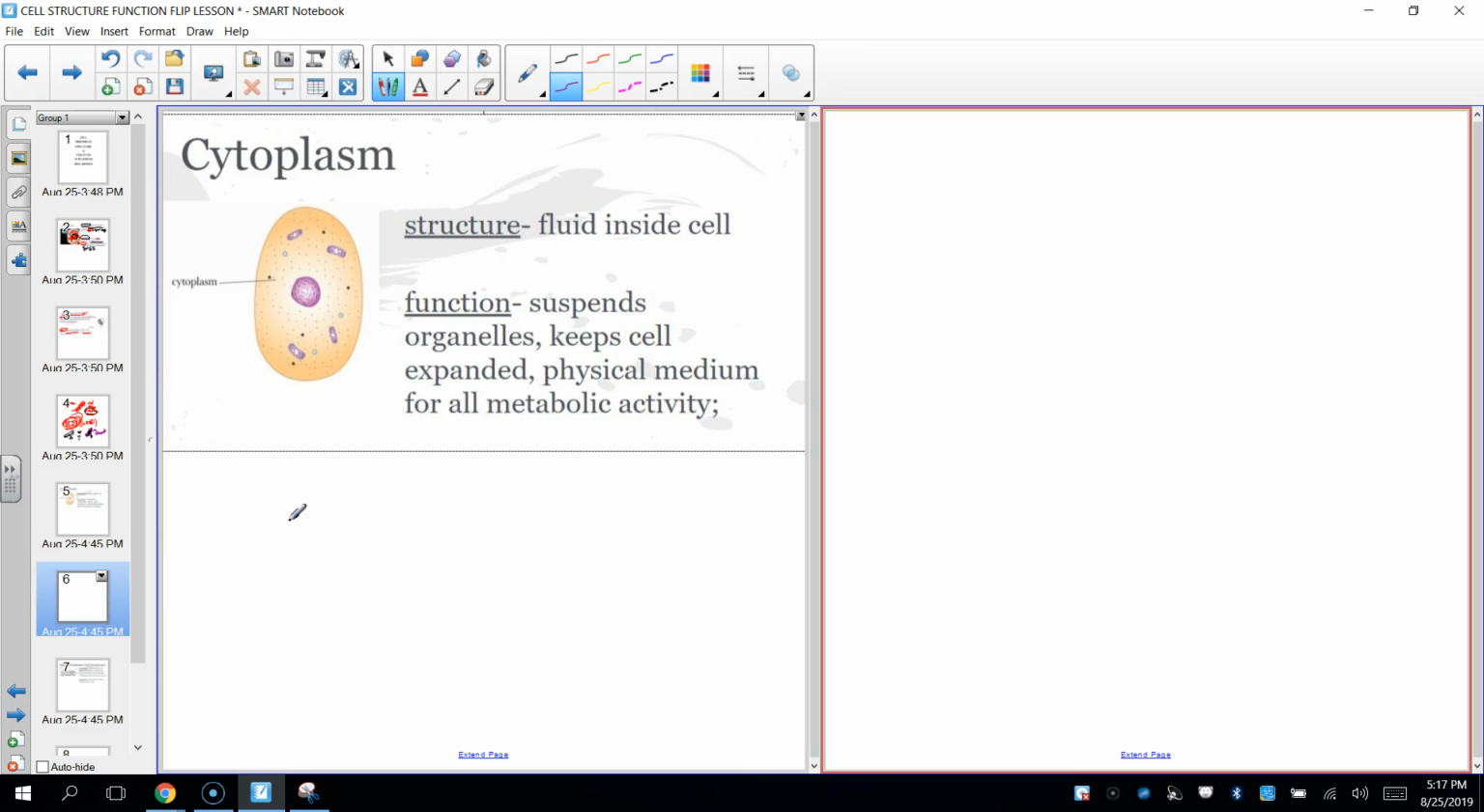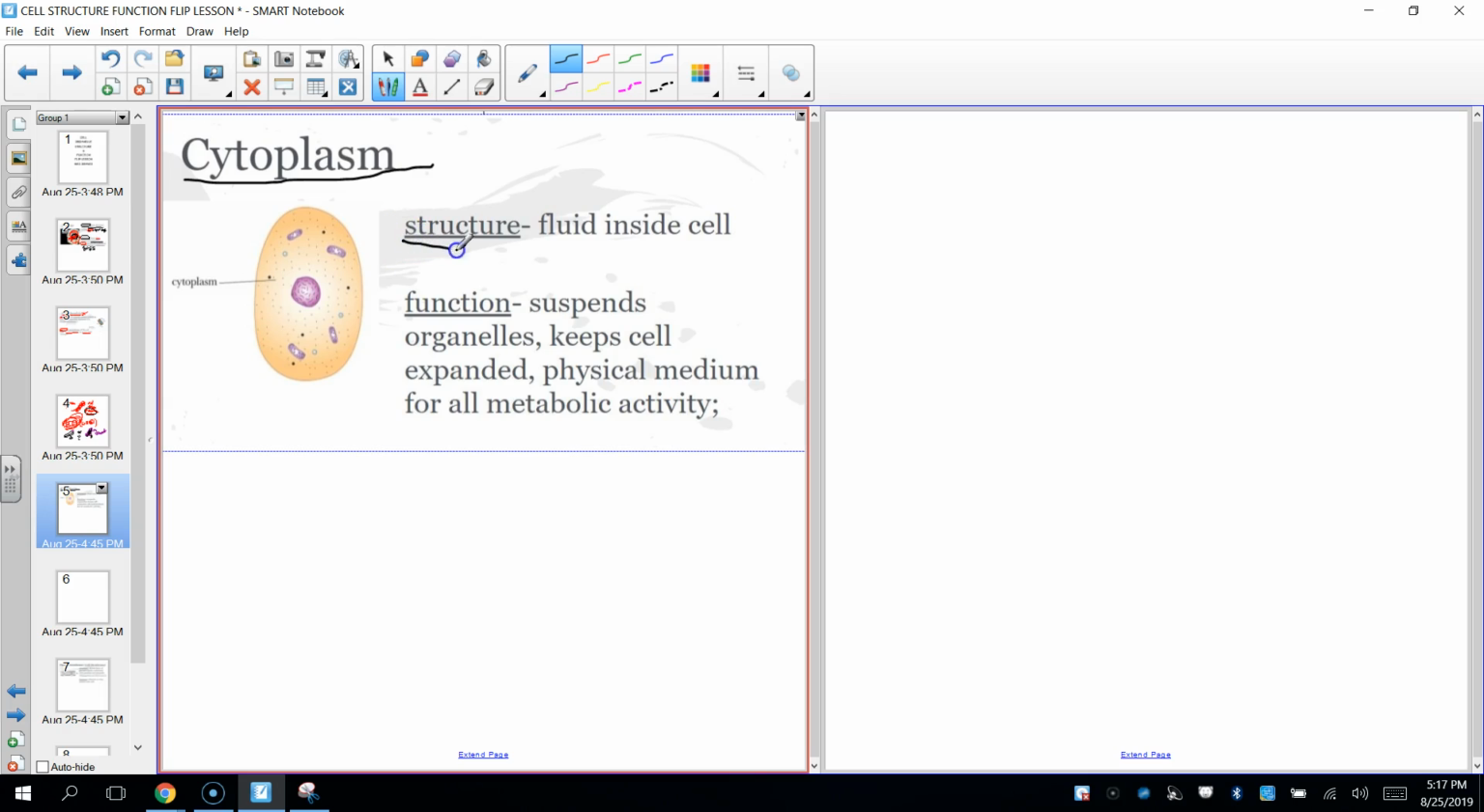So these organelles that we've talked about so far, the mitochondria and the nucleus, are suspended in this fluid-like medium called cytoplasm. The structure of cytoplasm is pretty much just a fluid. And the function, again, structure and function are key, is that it suspends the organelles, or kind of floats them around. It keeps them functional so that they can go about their jobs. If there isn't cytoplasm in there, then the organelles wouldn't be able to function, because they need to be suspended within this fluid-like medium.